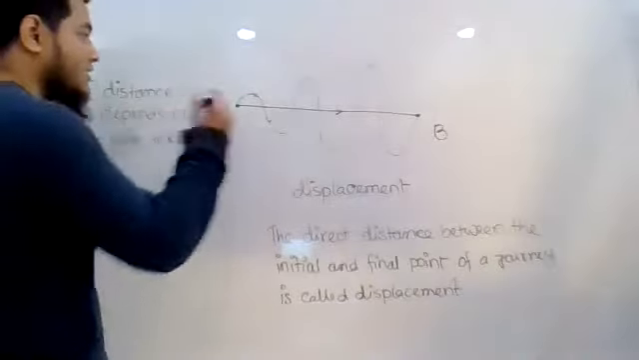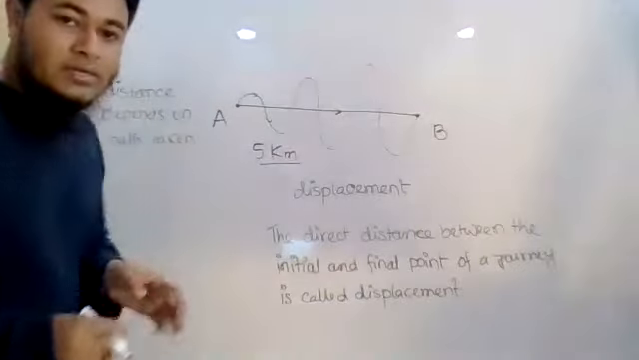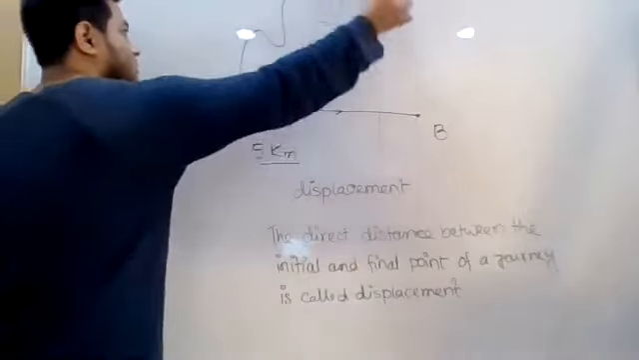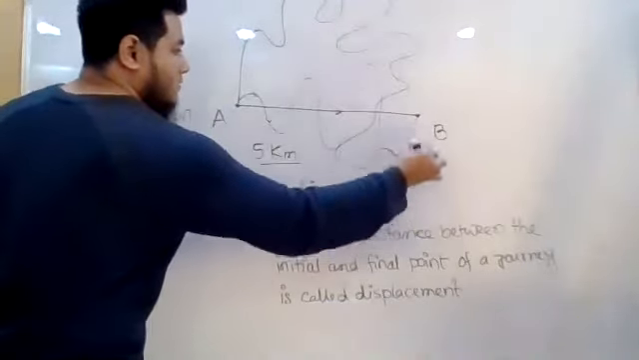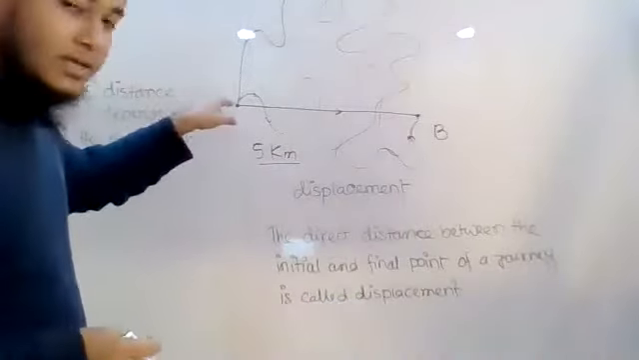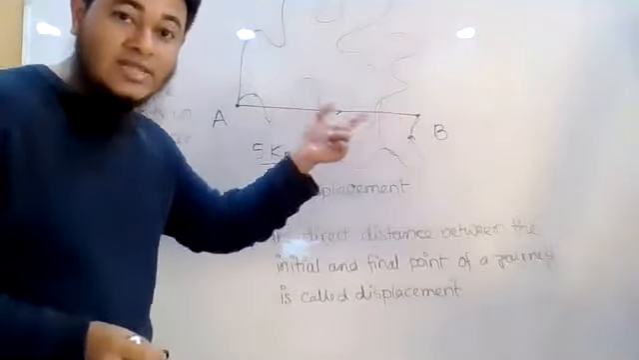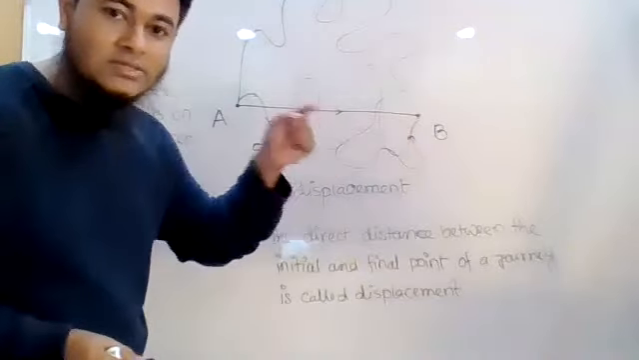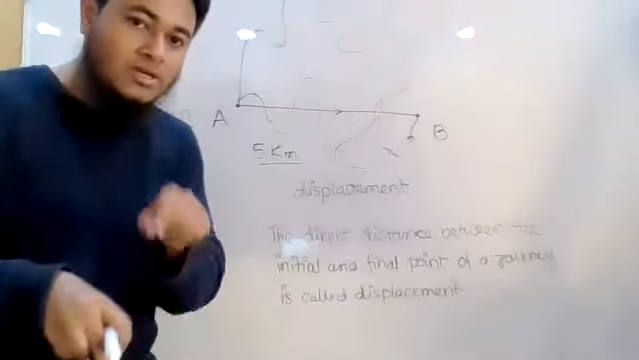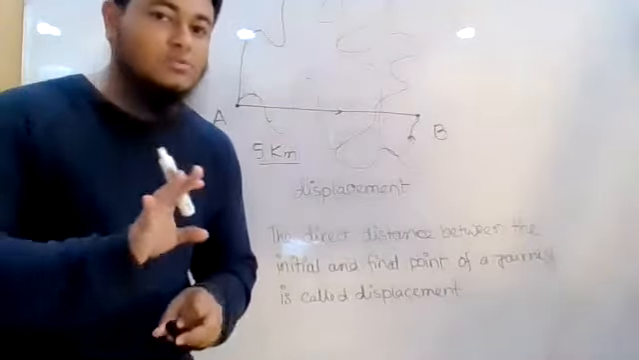If I say that the distance is 5 kilometers, that means it does not matter which path you take. You may go like this. What is the initial point of your journey? A. What is the final point of your journey? B. What is the direct distance from A to B? 5 kilometers. So displacement will always be 5 kilometers as long as points A and B are fixed. It does not depend on which path you take.